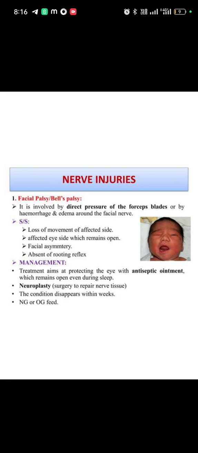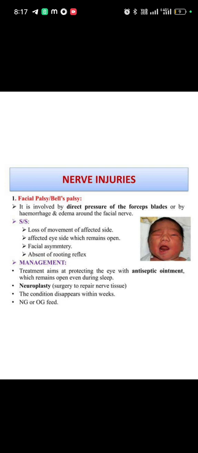First one is facial palsy, also called Bell's palsy. What is facial palsy or Bell's palsy? When pressure is directly put on by the forceps blade, it causes edema or hemorrhage around the facial nerve. Due to that, the baby will have facial palsy or Bell's palsy.